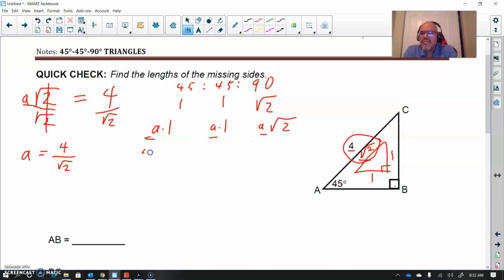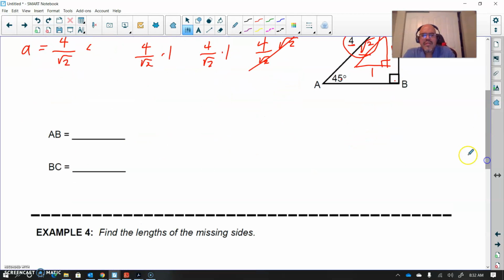So we have 4 divided by the square root of 2 times 1, 4 divided by the square root of 2 times 1 again, and then 4 divided by the square root of 2 times the square root of 2. Of course, those two are going to cancel out, and that's where you get that 4. The other ones are all going to be 4 divided by the square root of 2.